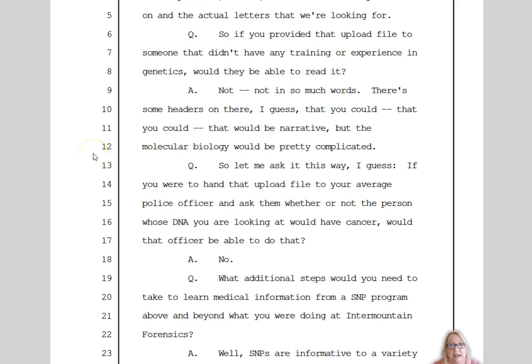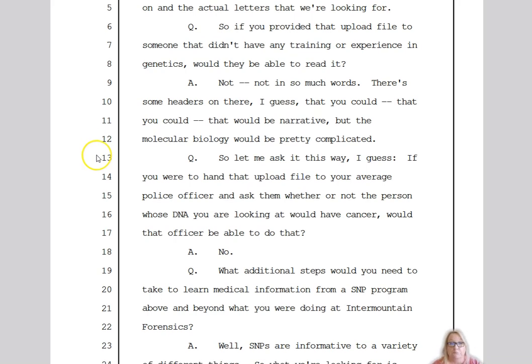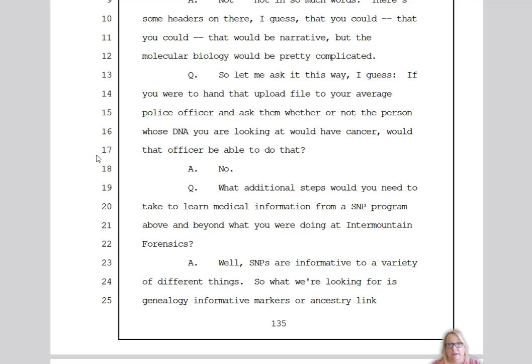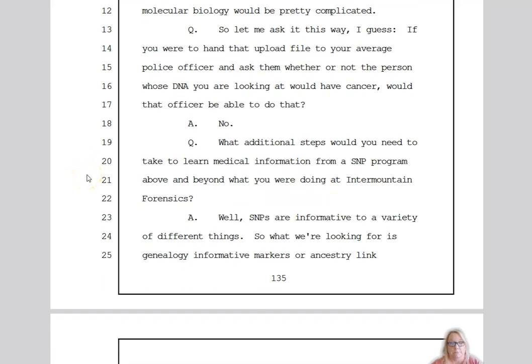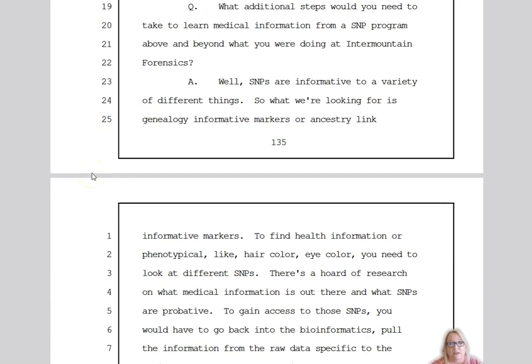So, if you provided that upload file to someone that didn't have any training or experience in genetics, would they be able to read it? No, not in so many words. There are some headers on there that would be narrative. But the molecular biology would be pretty complicated. Let me ask it this way. If you were to hand that upload file to your average police officer and ask them whether or not the person whose DNA you are looking at would have cancer, would that officer be able to do that? No. What additional steps would you need to take to learn medical information from a SNP profile above and beyond what you were doing at Intermountain Forensics?